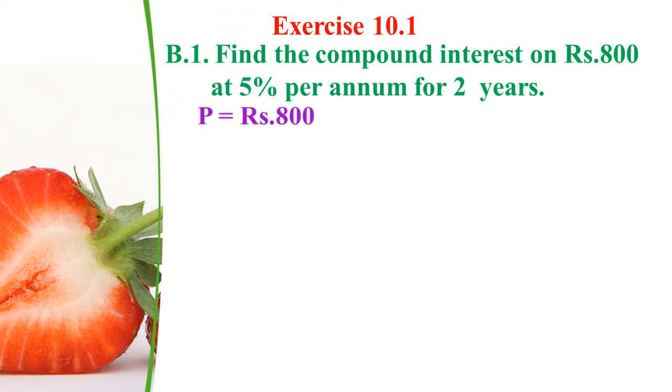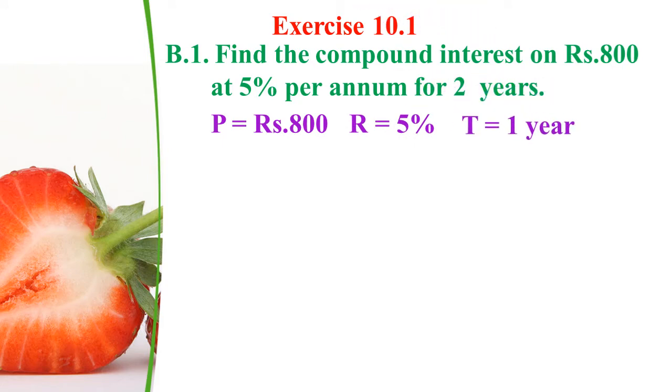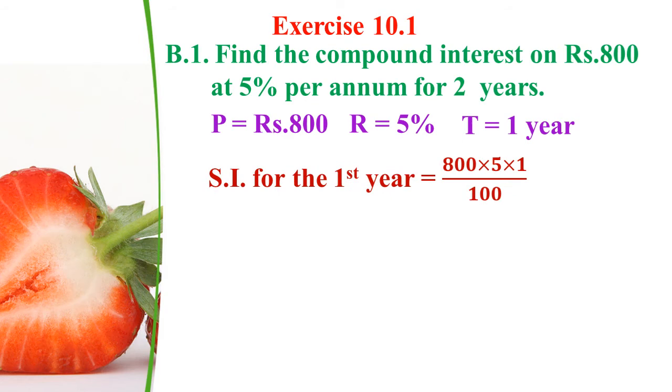Here, principal is given. So, P equals rupees 800. Rate of interest is given, that is 5%, and time period is given. T equals 2 years. Now we are going to find simple interest for the first year. So here P equals rupees 800, R equals 5% and T equals 1 year. Already we know how to calculate simple interest. Formula for simple interest equals P into R into T by 100.